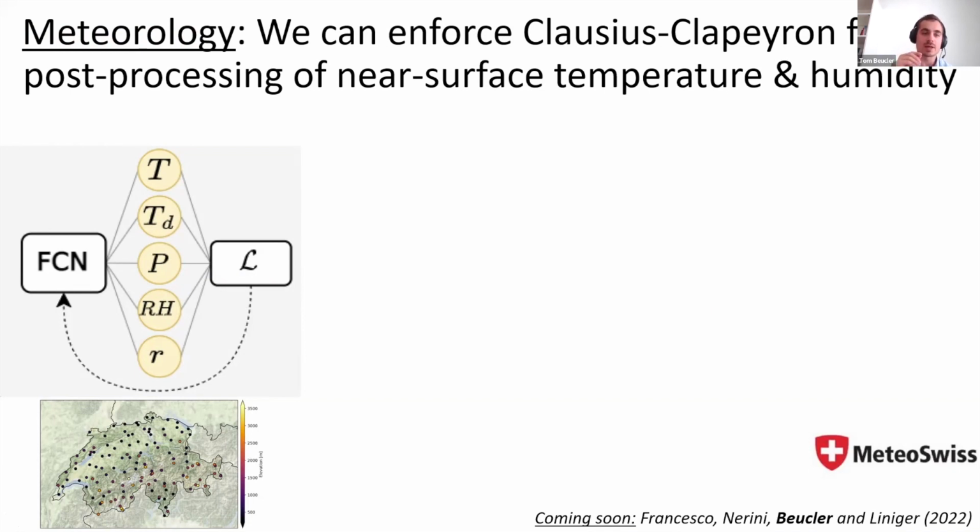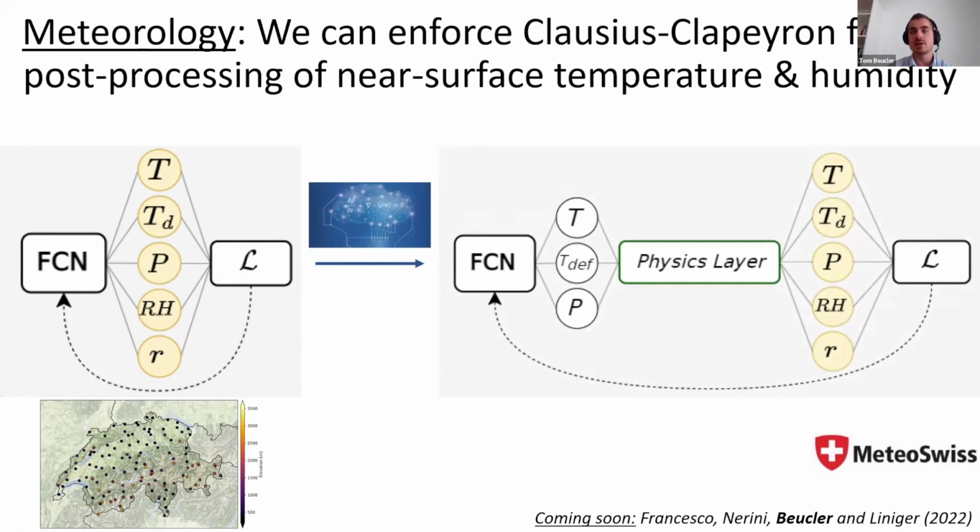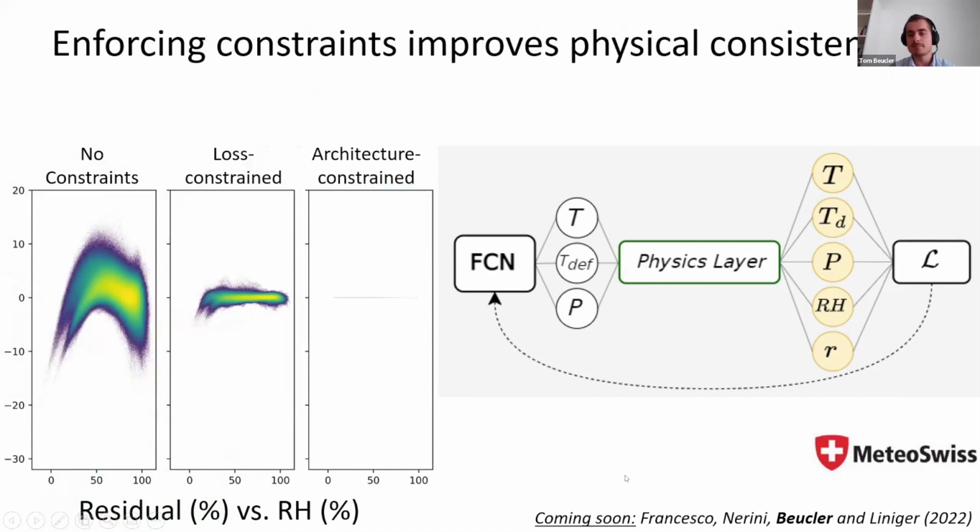So we start from an unconstrained setting. So we have this neural network that can process temperature, dew point temperature, pressure, relative humidity, and mixing ratio near the surface. And then we use this idea of architecture constrained neural network. And so we only output temperature, dew point deficit, pressure, and then we use the ideal gas law in the most general case, and this Clausius-Clapeyron integral that's operationally used by MeteoSwiss to stay consistent, to then output relative humidity and mixing ratio in a way that exactly enforce both Clausius-Clapeyron and the ideal gas law to within machine precision.